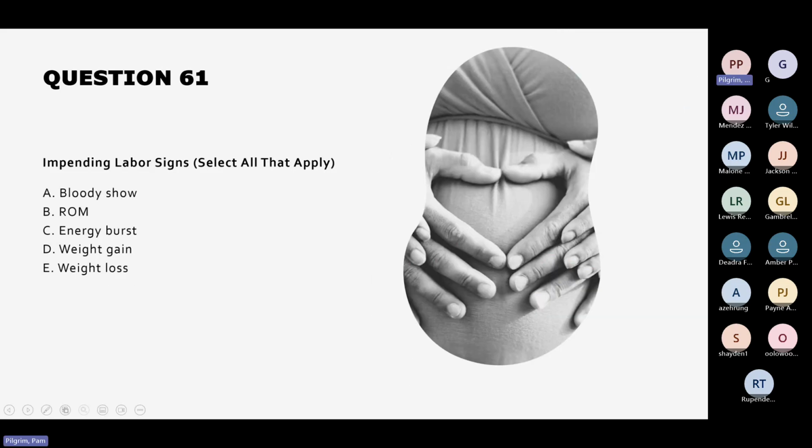Select all that apply. Impending signs of labor. A, B, C, and E. Bloody show, rupture of membranes, a burst of energy, and weight loss. Impending signs of labor.